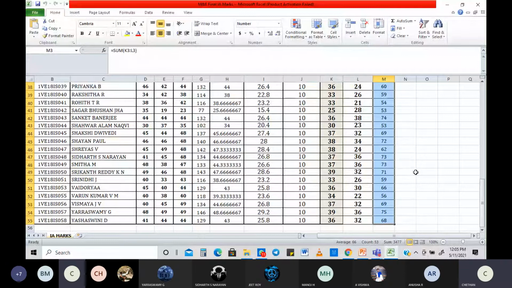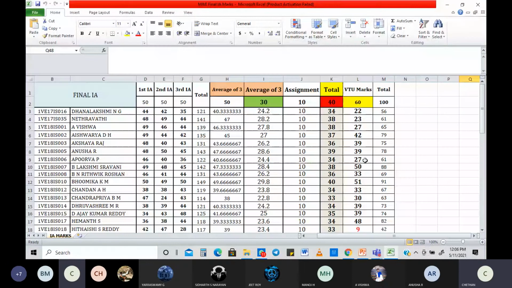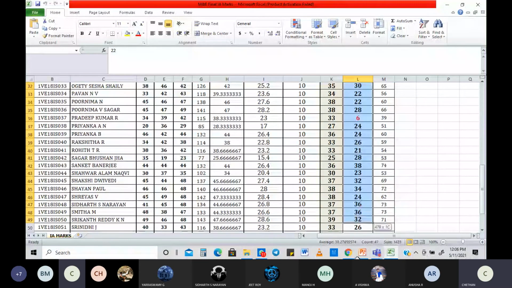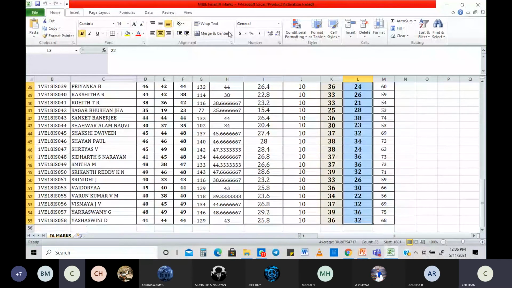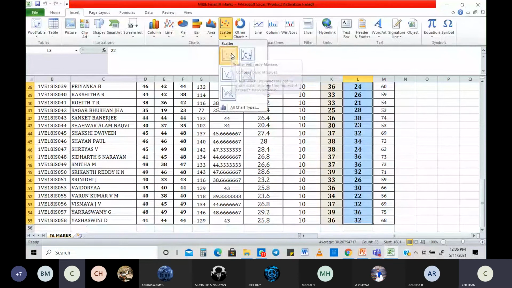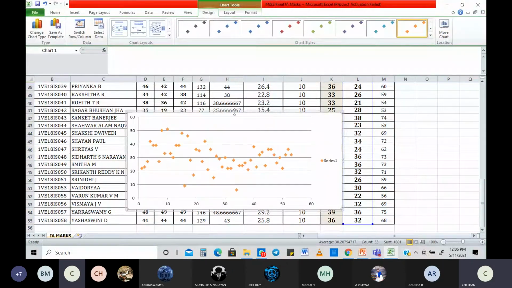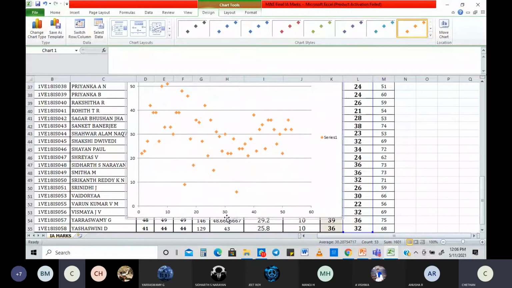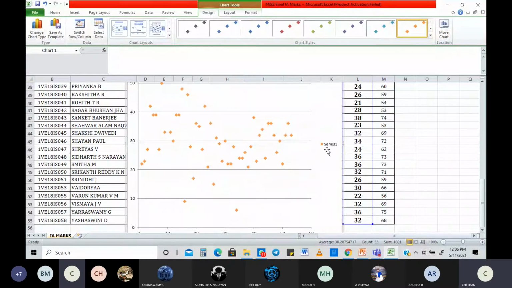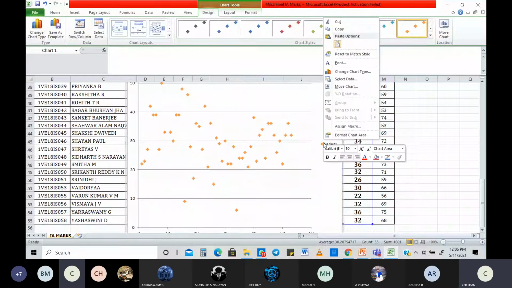Now just taking the external marks, if I take your external marks and plot a graph to it, a very easy one would be a graph which looks like this. What is this one? This is a scatter graph, using bubbles and all. I've plotted a graph based on your marks.